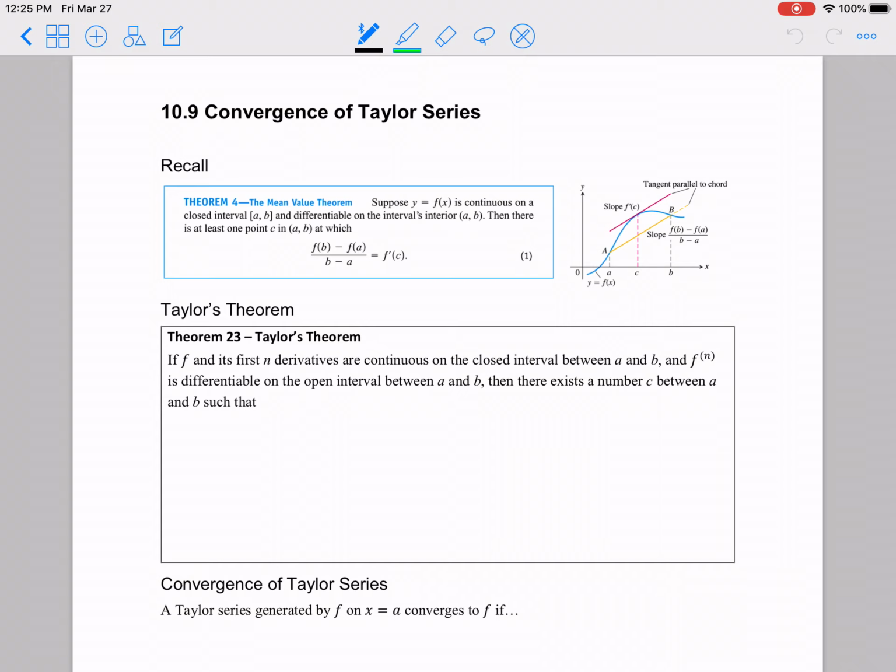And so in this part, this would be f of b equals f of a plus f prime of a times b minus a plus f double prime of a over 2 factorial times b minus a squared. So we're just doing the regular series here, plus dot dot dot, plus the nth derivative of f at a over n factorial times b minus a to the n.